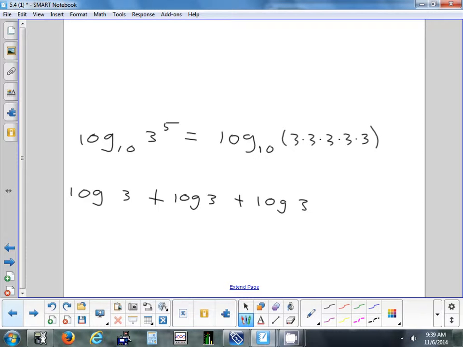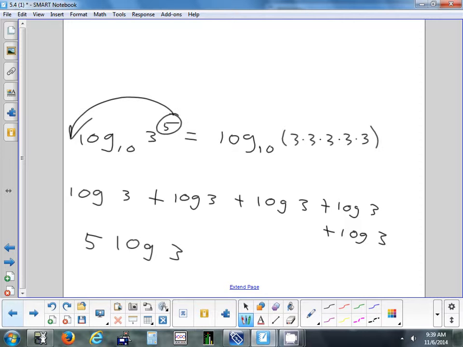Plus log 3, there's my third one, fourth one, and my 5th one. How many of the log 3s do we have? 5? Yeah, we have 5 of the log 3s. That's why you can take an exponent and put it in front.